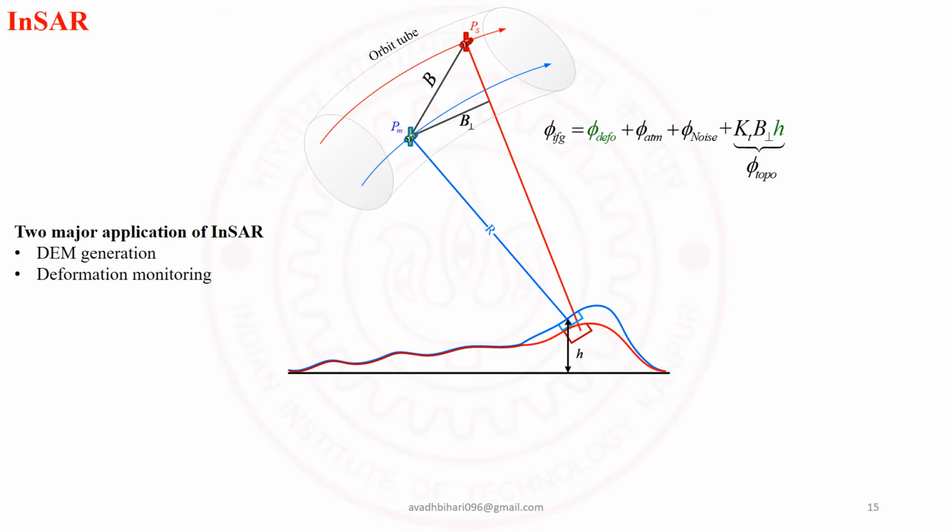Two major geodetic applications of SAR are DEM, digital elevation model generation, and deformation monitoring. A digital elevation model gives us the height of any location on the Earth's surface, and deformation monitoring includes surface deformation due to earthquake, volcano, or groundwater subsidence, and structural deformation like bridge deformation, thermal expansion of buildings, etc.